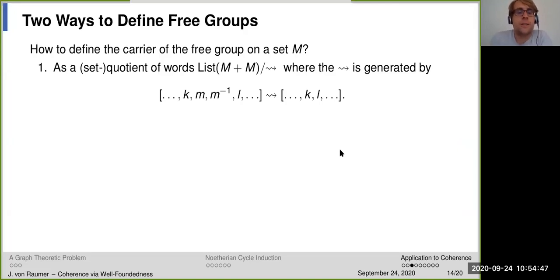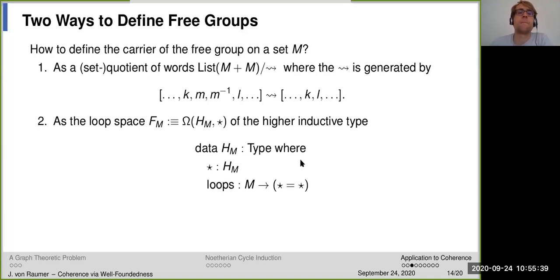So let's consider two ways to define free groups. It's the same example that I had at the beginning. So we are given a set M, and the first approach to defining the free group would be the one that we've already seen, which is basically the way set theoretic mathematics thinks about free groups, namely as a quotient of lists, of words on M, where the relation is generated inductively by canceling out two successive letters that are inverses of each other.